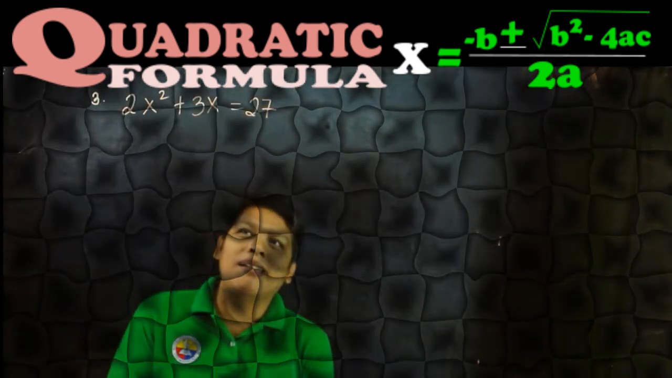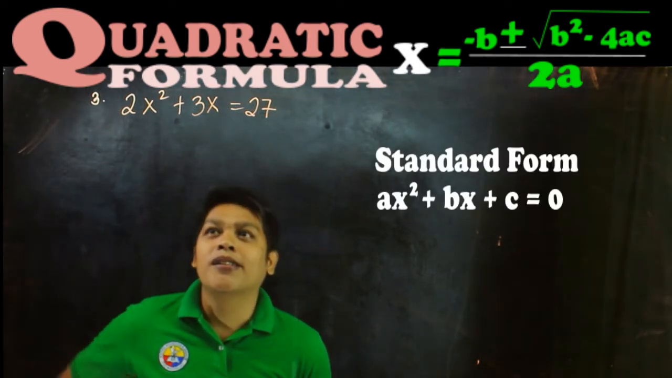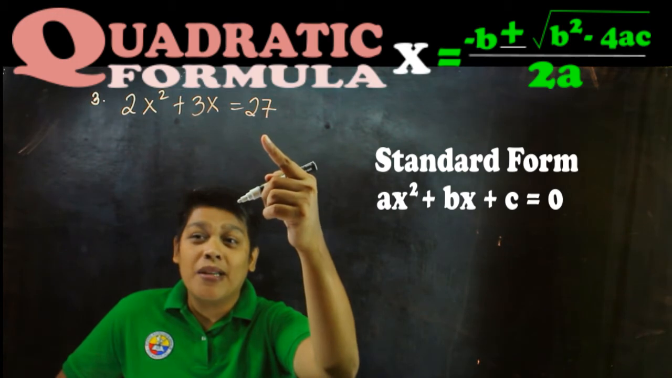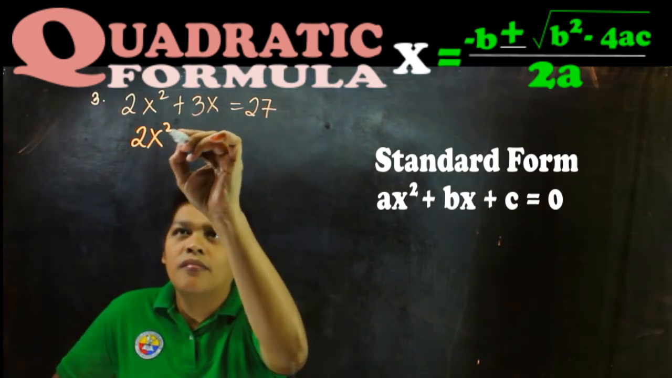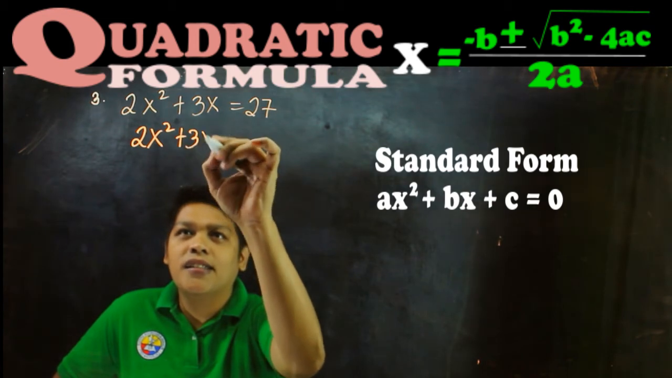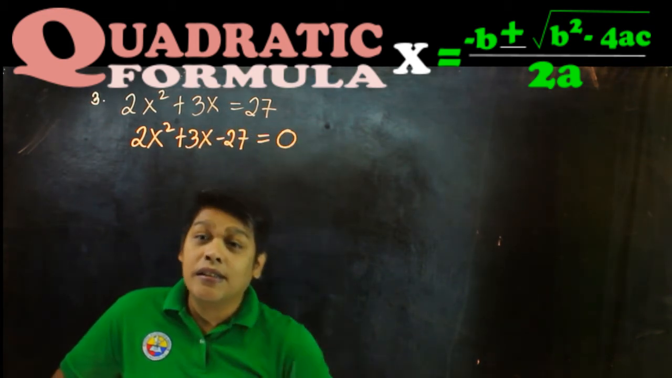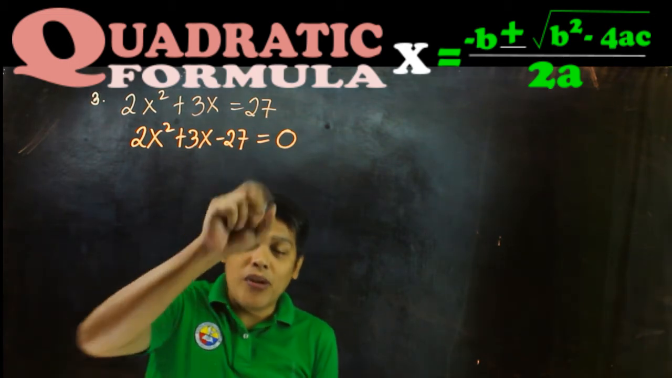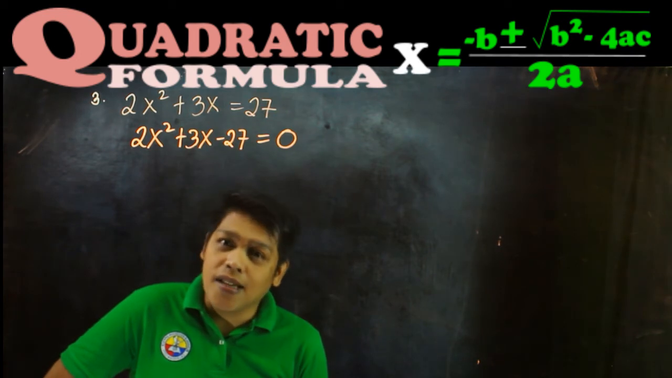So, 2x squared plus 3x equals 27. Ulit, kailangan nating mag-standard form. So, magma-minus tayo ng 27 dito, mapupunta sa kabila. No? So, 2x squared plus 3x minus 27 equals 0. Kasi, magma-minus ka ng 27, ganun ka rin sa kabila. So, yan ang ating standard form.